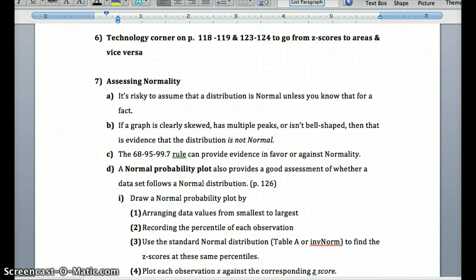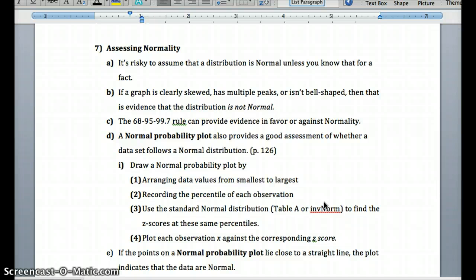Let's look at how we assess normality. We never assume that a distribution is normal unless you know it for a fact. If there's skew, or there are multiple peaks, or there's no bell shape, then we know it's not normal. So we have to have a symmetrical, unimodal, bell-shaped curve. Then the 68, 95, 99.7 rule can provide evidence. Also, we can test using that. So if that works out for plus or minus 1 standard deviation, plus or minus 2 standard deviations, and plus or minus 3 standard deviations, then we know we're good.